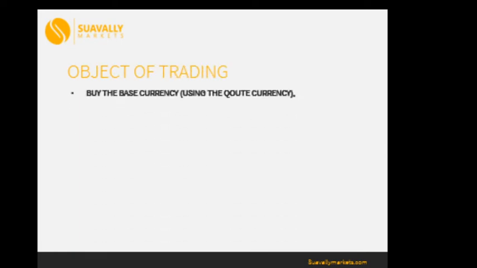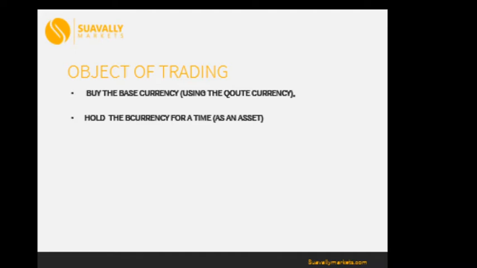Now, what's the object of trading? What are we trying to do when we trade? Understanding that you've got these financial assets, what really are we trying to do? The object of trading is to buy the base currency using the quote currency, and this is done simultaneously within the market. It's not something that you really have to do. I'm going to explain it in a bit more detail.